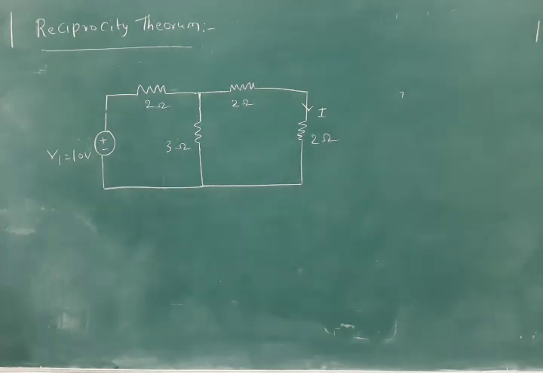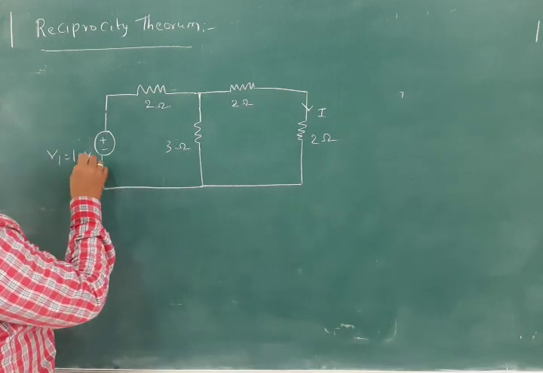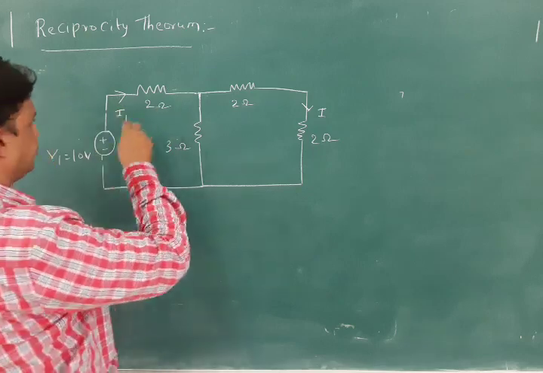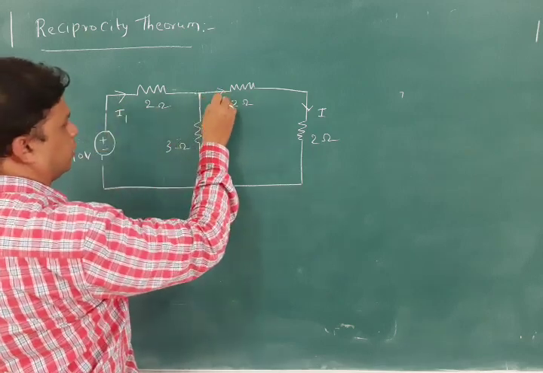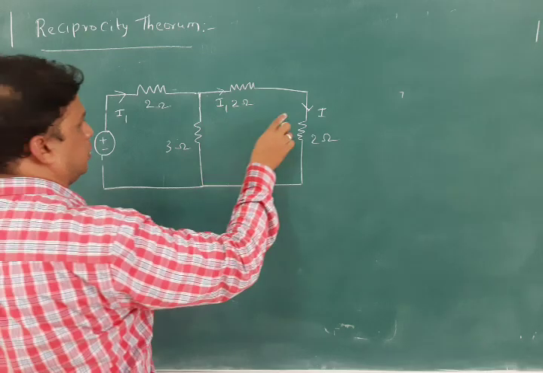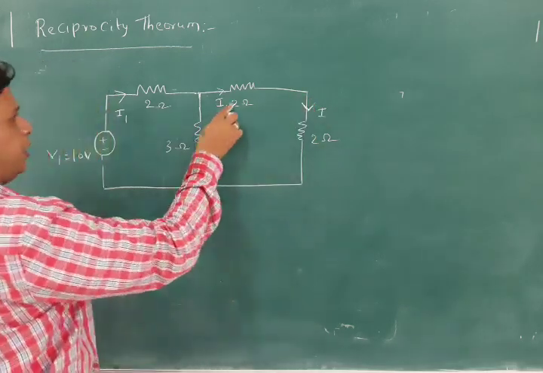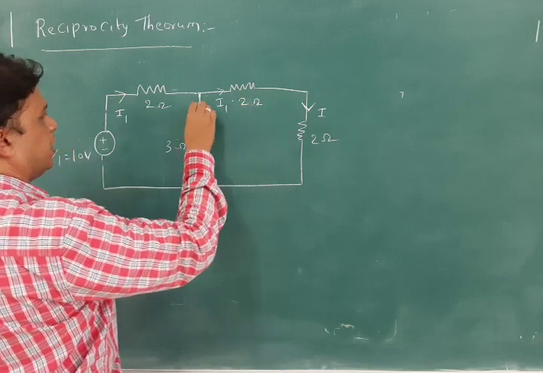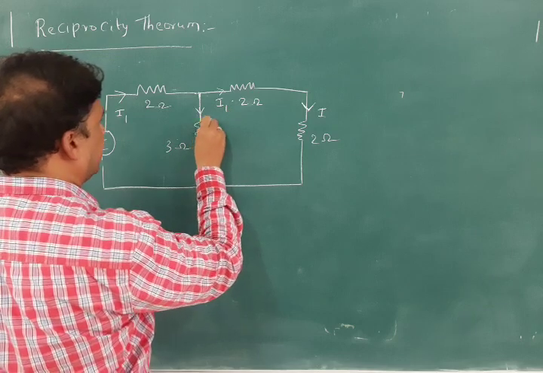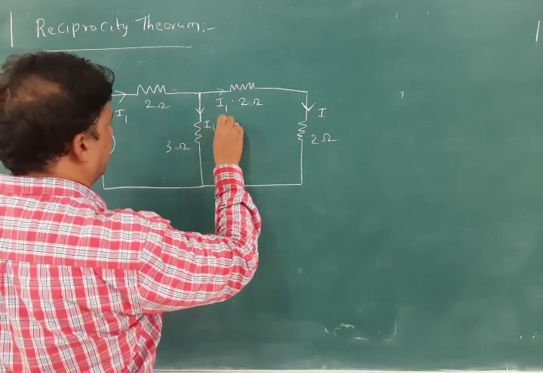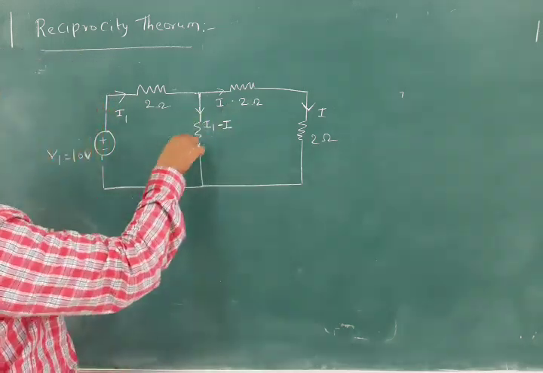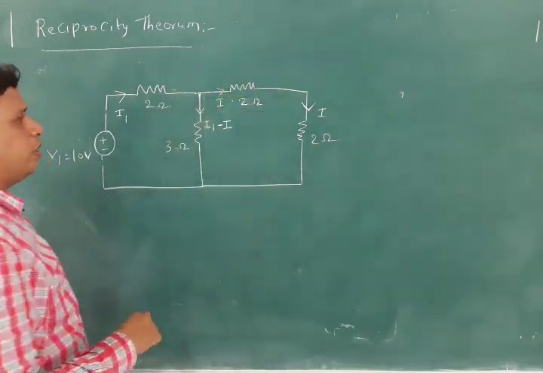First we take this particular V1, 10 volts, and write the current I1 flowing as the loop 1 current, flowing in this direction only. Here the loop current flows in the second loop, and here a branching occurs. So we write here I1 minus I. After I1 minus I, the remaining current goes like this.